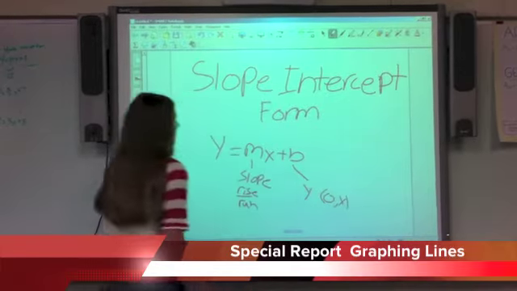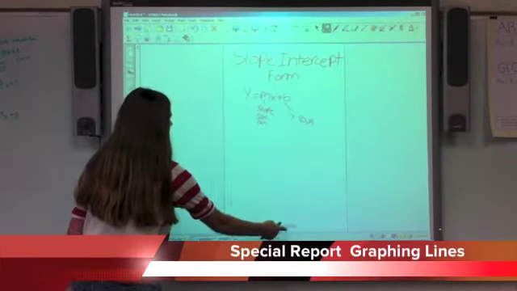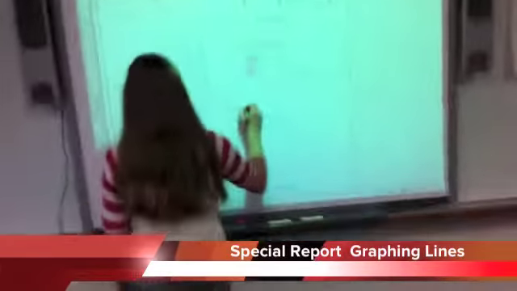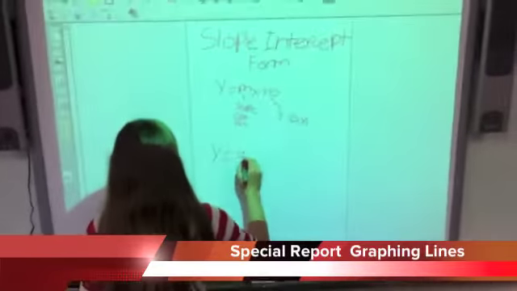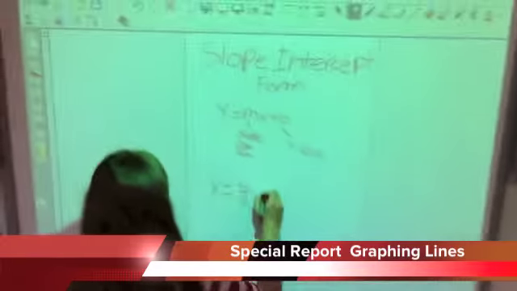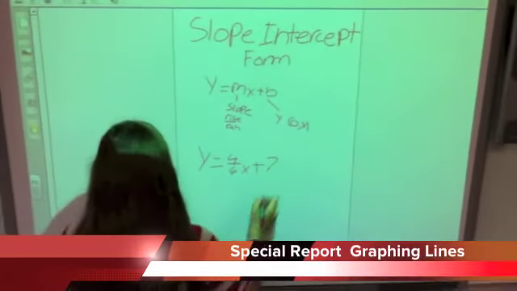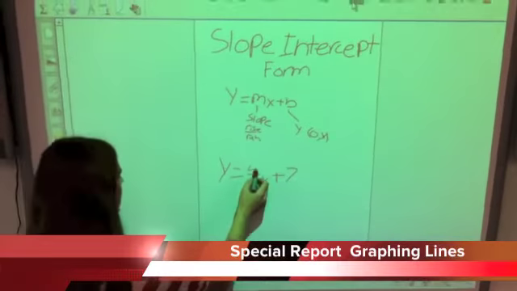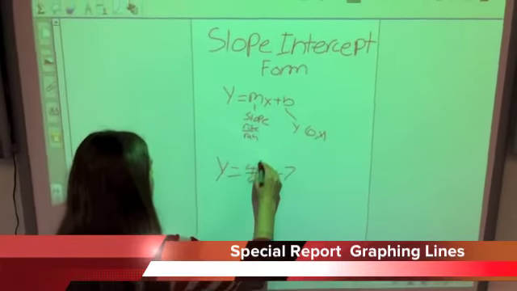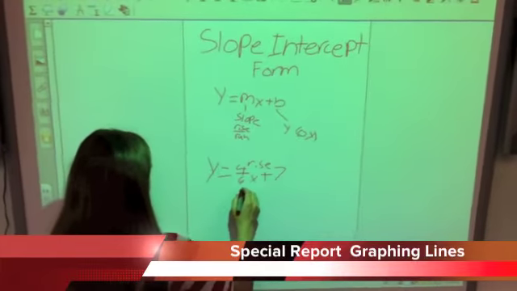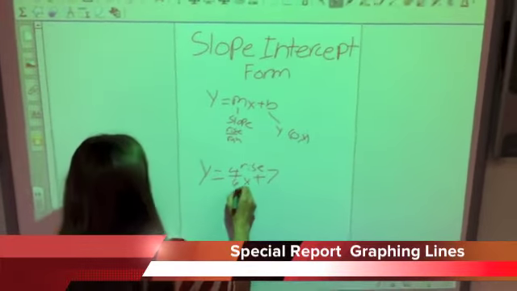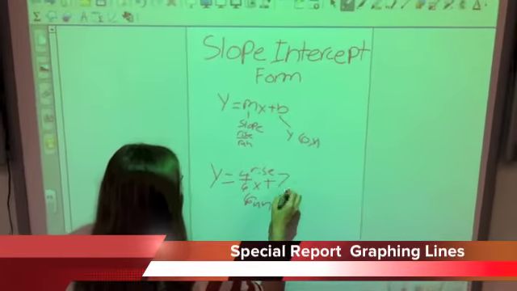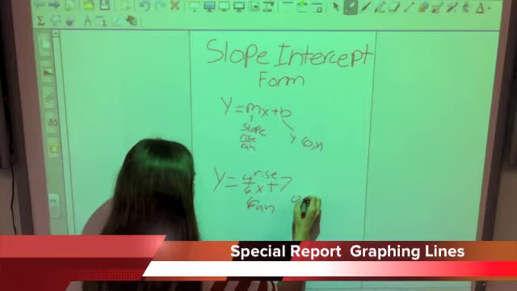So, the first equation we can show you is y equals 4/6 x plus 7. Right now you know that this is the slope. So 4, you rise 4, and you run over 6. And then the y-intercept is 7, so it would be 0, 7.